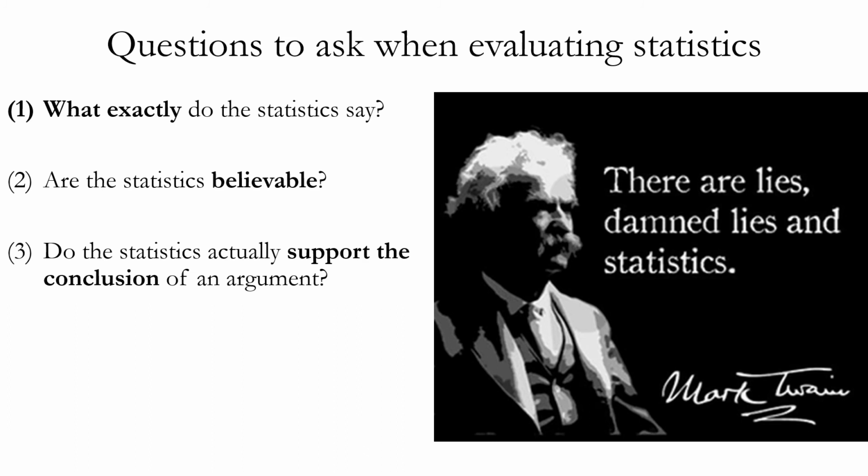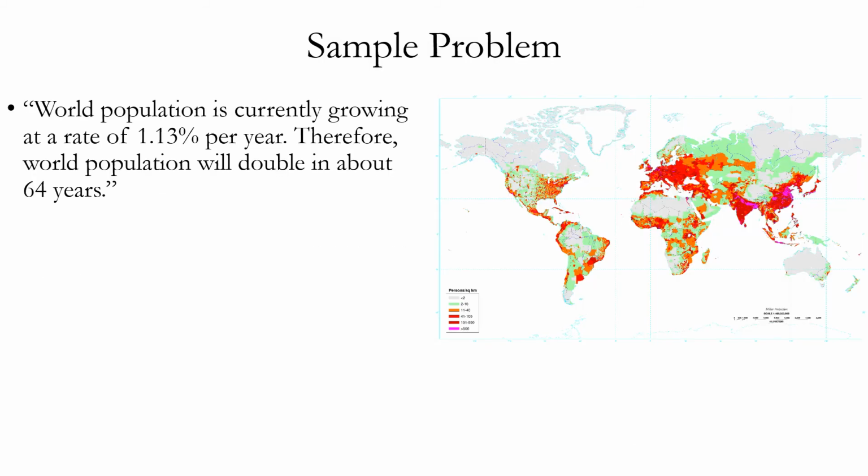A third question is, do the statistics actually support the conclusion of an argument? Sometimes the statistics are believable and correct, but there's a logical gap between those numbers and the conclusion of an argument. So that's another source of errors in reasoning involving generalizations based on statistics. So we'll give an example of that in the next slide.